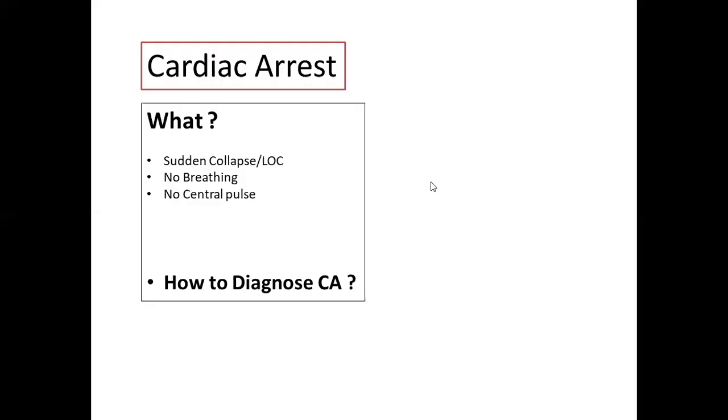Okay, welcome to the session. So we are going to discuss three topics: cardiac arrest, anaphylaxis, and status epilepticus. Shall we start with the cardiac arrest part? Our lecture will go on for about 1 hour here.